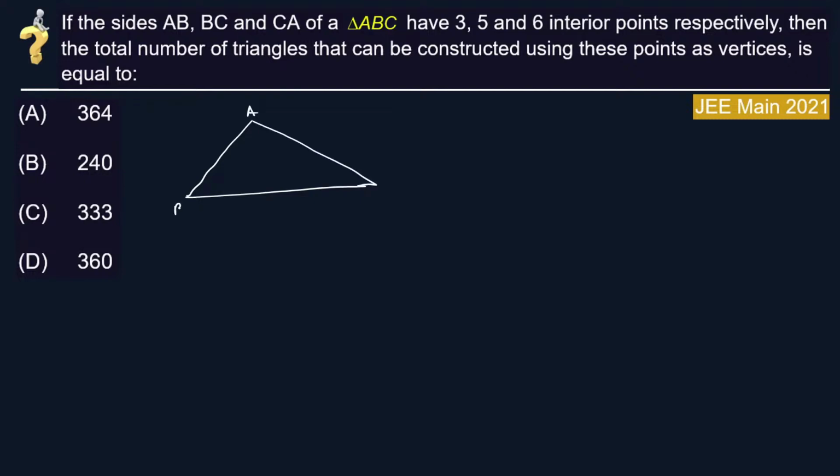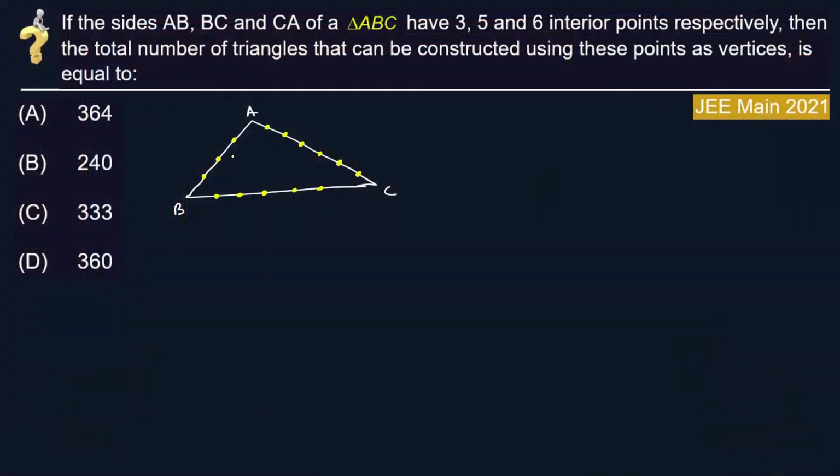So this is ABC triangle in which there are 3 points on the side AB. There are 5 points on BC. And there are 6 points on CA. The question is then how many total triangles can be constructed using these points as vertices?